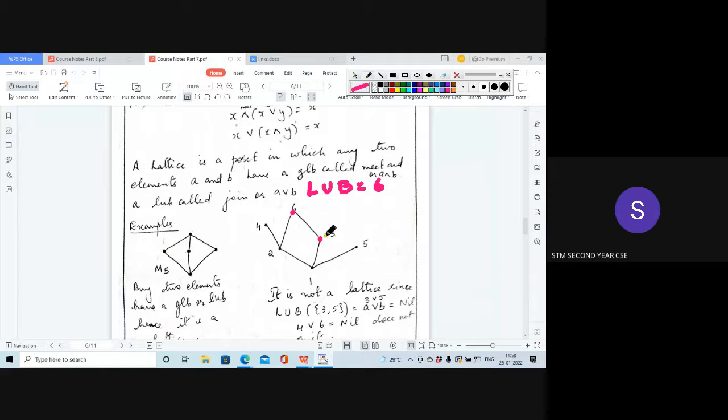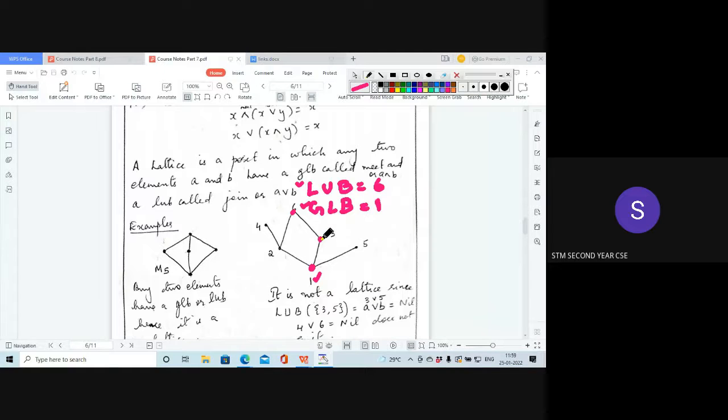So what is the lower bound of 6 and 3? Greatest lower bound. 3 is related to 1 also, and 6 is also. There is a transitive edge here we had removed. So 6 is related to 3, 3 is related to 1. So the lower bound of 6 and 3 is 1, and there's only one element, so it is 1. So for this pair 3 and 6, we have the least upper bound and greatest lower bound. That is satisfied for the pair.